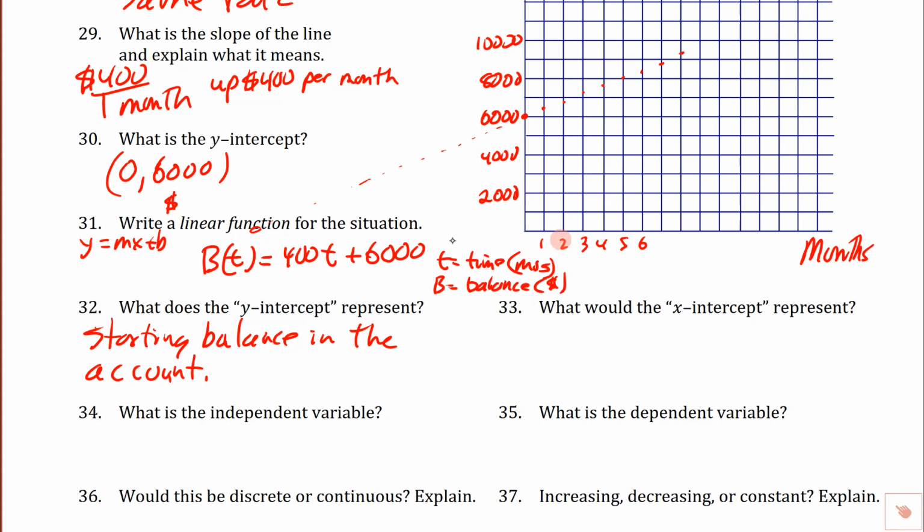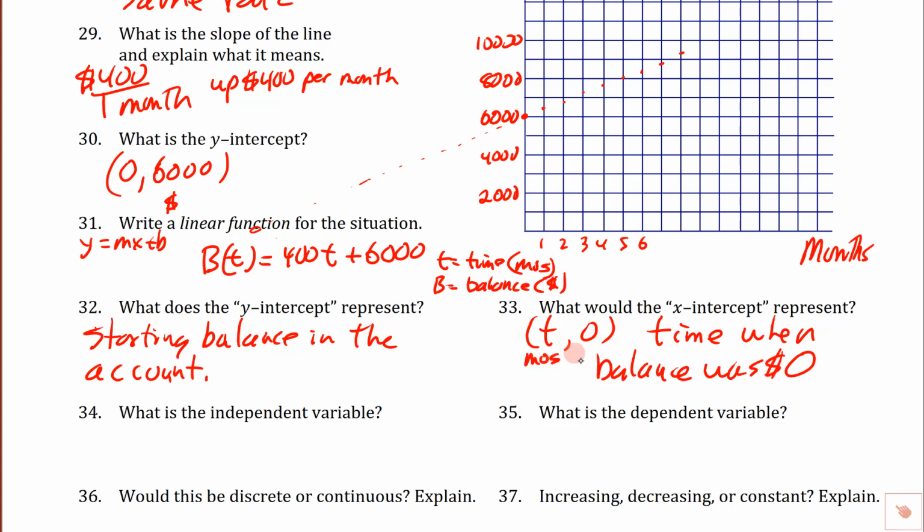And if we're counting in months, let's see, what would that represent? So that would be something comma 0, some x value comma 0, or the way we're marking these, this would be some t value comma 0. So let's write this, the time when the balance was $0. Because remember, this is the time in months, and this is the amount of money in the account. That's what the x-intercept would represent. Haven't talked very much about that, but that's kind of an interesting question.